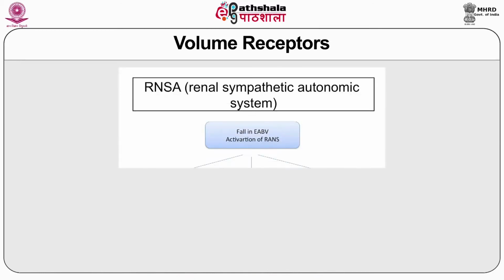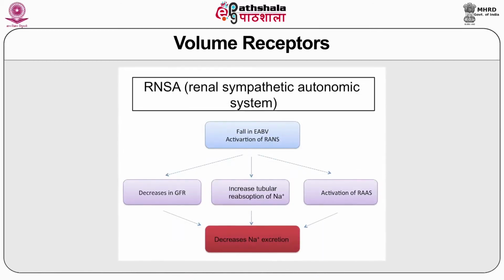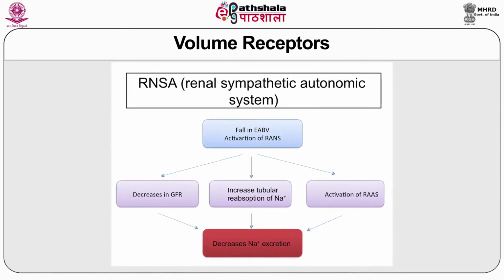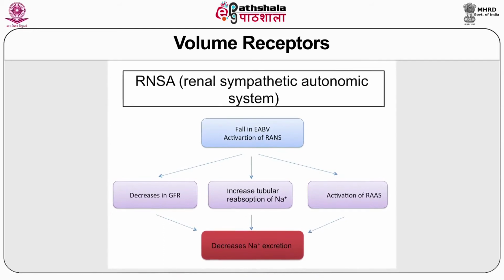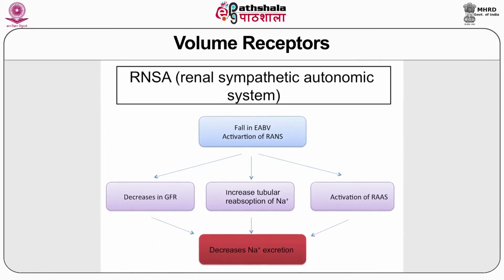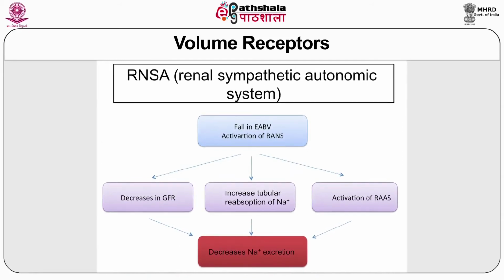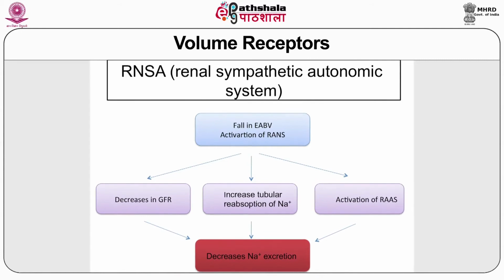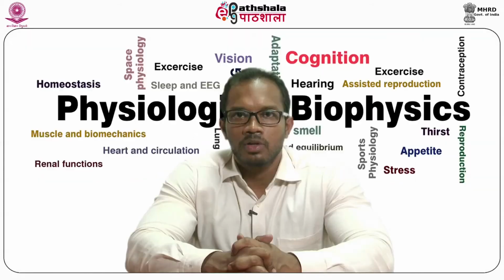Renal sympathetic autonomic system: a fall in the effective circulatory volume leads to activation of the renal sympathetic system, which leads to constriction of the afferent arteriole. It also increases tubular absorption of sodium and also leads to the activation of RAS, which decreases sodium excretion by the kidney. By all these mechanisms, there is natriuresis and water loss from the body to correct the volume loss.